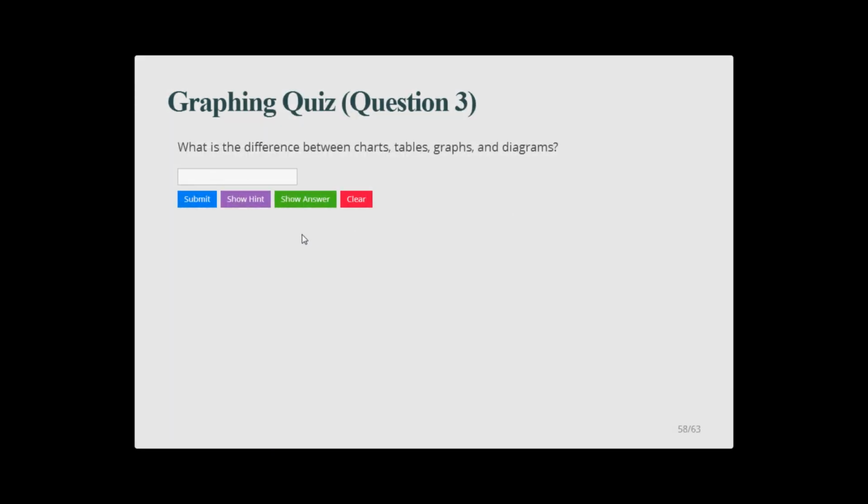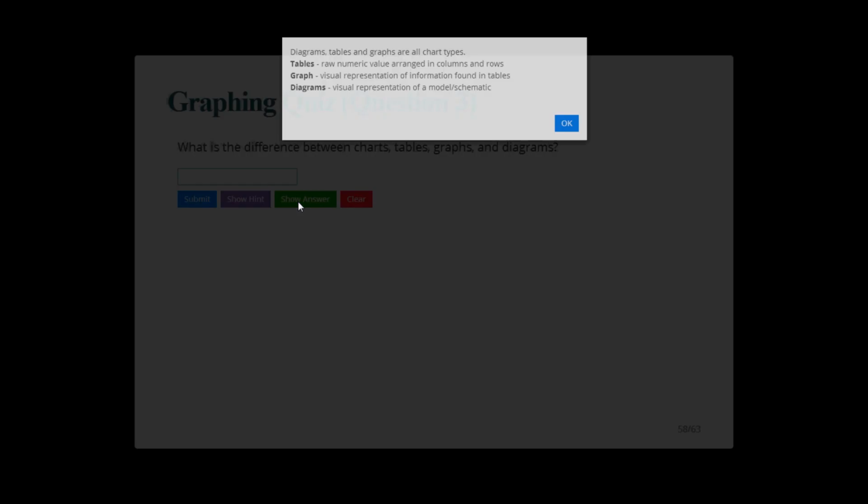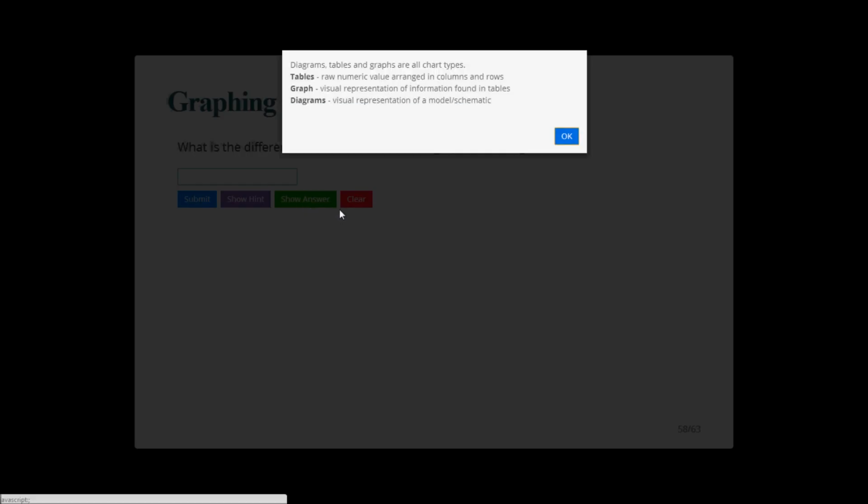Question 3, what's the difference between charts, tables, graphs, and diagrams? According to Few, charts are the umbrella term, and tables are raw numeric values arranged in columns and rows. Graphs are the visual representation of information found in tables, and diagrams are the visual representation of a model or a process.